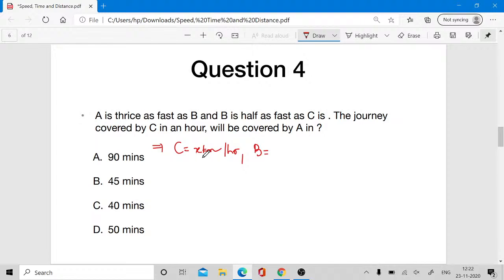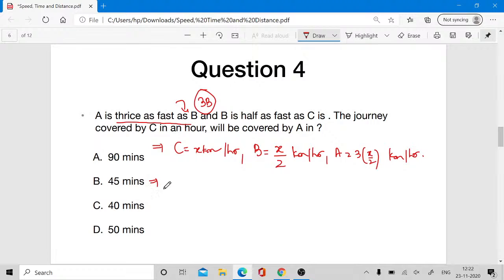So what is C's speed? X, right? So B will be x divided by 2 kilometer per hour. And what is A? A is thrice as fast as B, that is 3 times B. So that will be equal to 3 times x by 2 kilometer per hour.